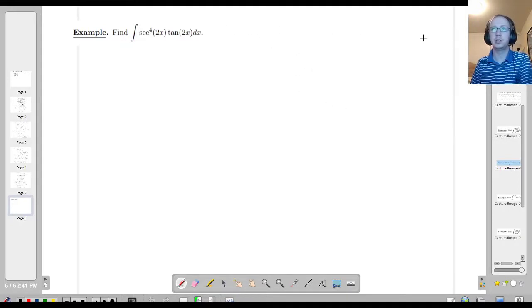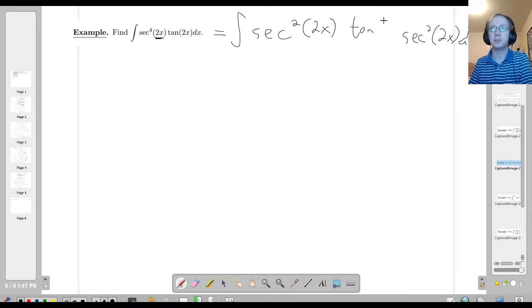So following that advice, the first thing I'm going to do is peel off a secant squared. In this case, we're taking a secant squared of 2x, so I'm going to make sure I've got a 2x in there. Let's see what we're left with. I've still got another secant squared, and I've got a tangent.